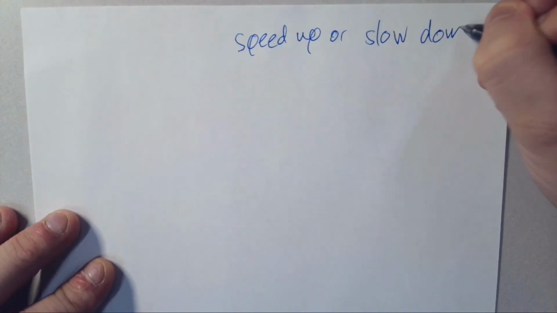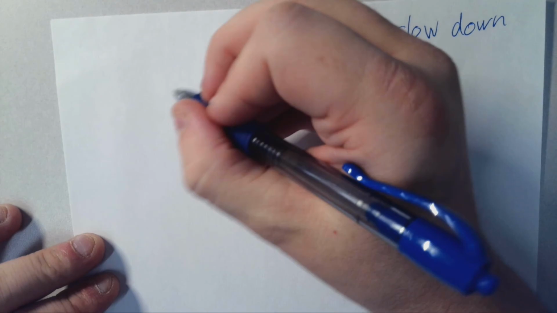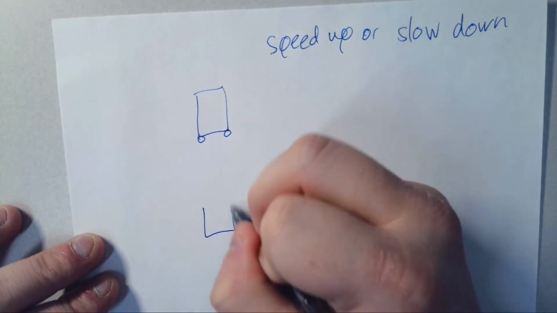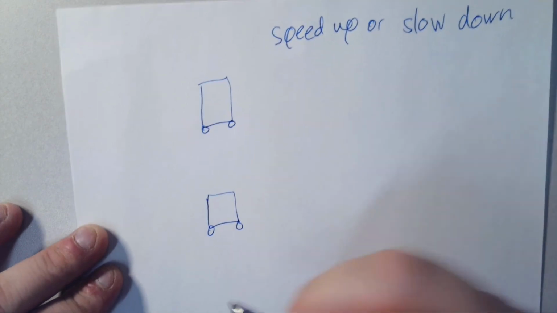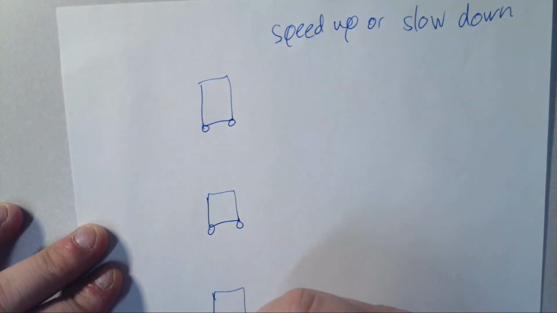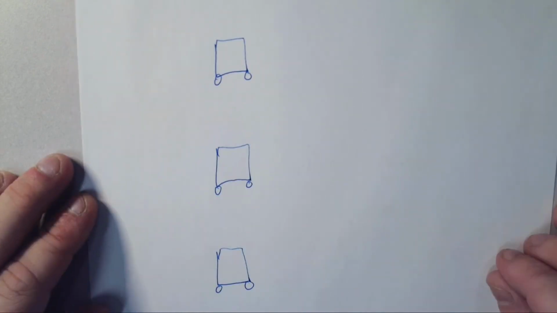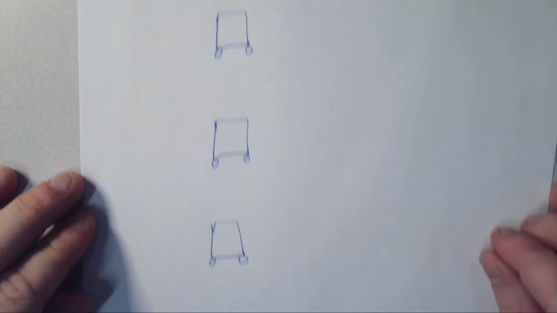So, speed up or slow down. We're going to look at four scenarios here where an object is either speeding up or slowing down. And this is actually a correction of a major misconception in physics. Okay, so we have four nice looking cars here.